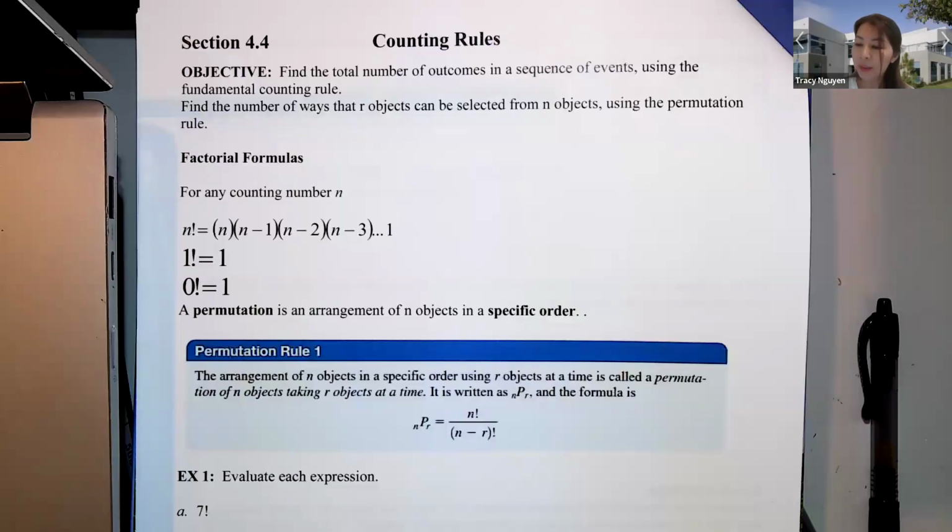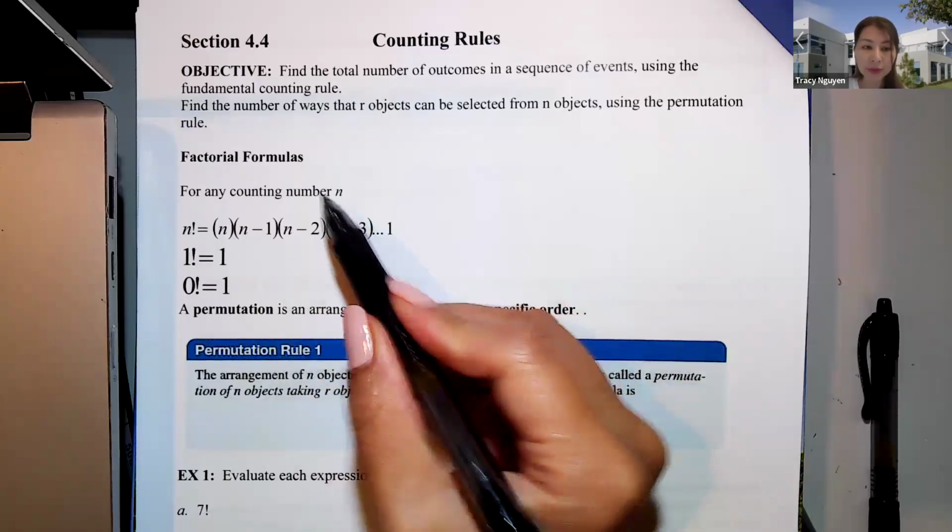Section 4.4 is on counting rules. We have two counting rules, permutation and combination. In each counting rule, we have factorial involved. So let's take a look at what we mean by factorial first.